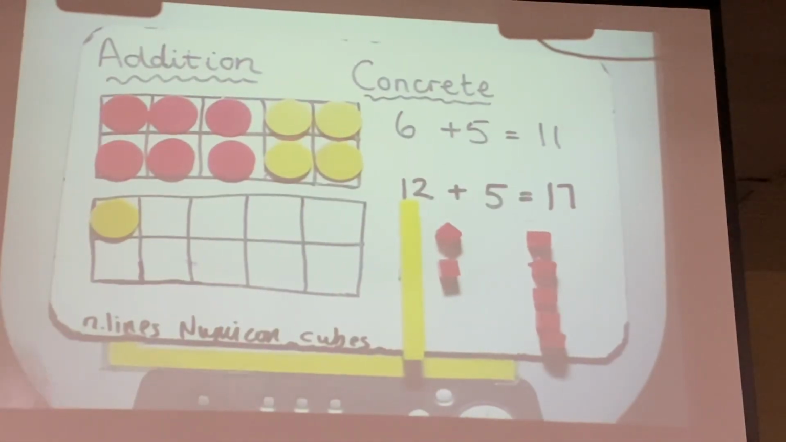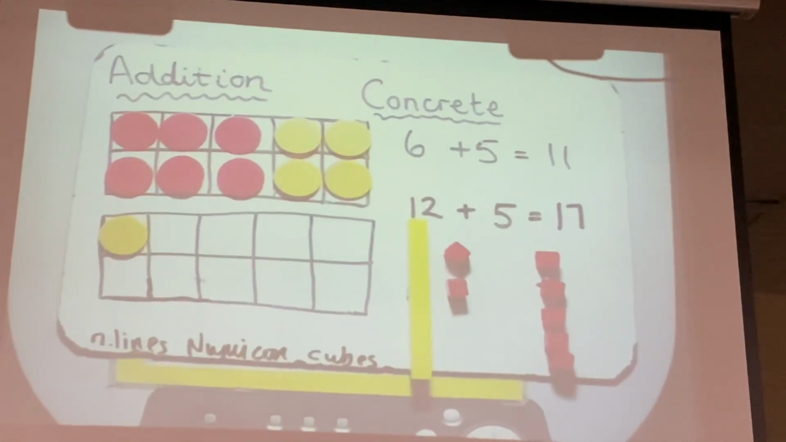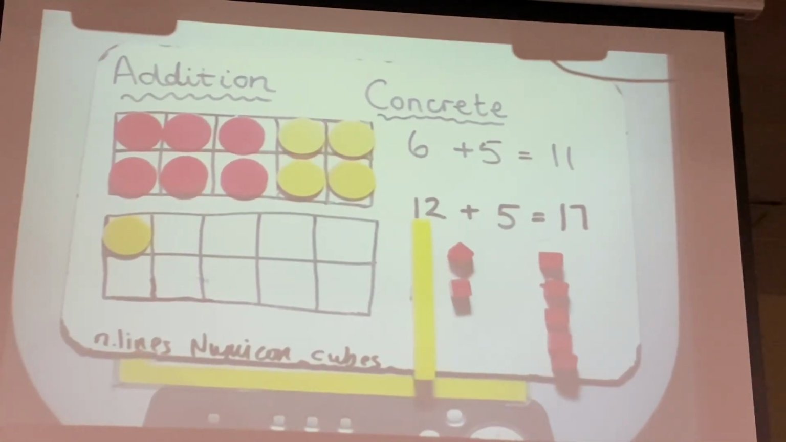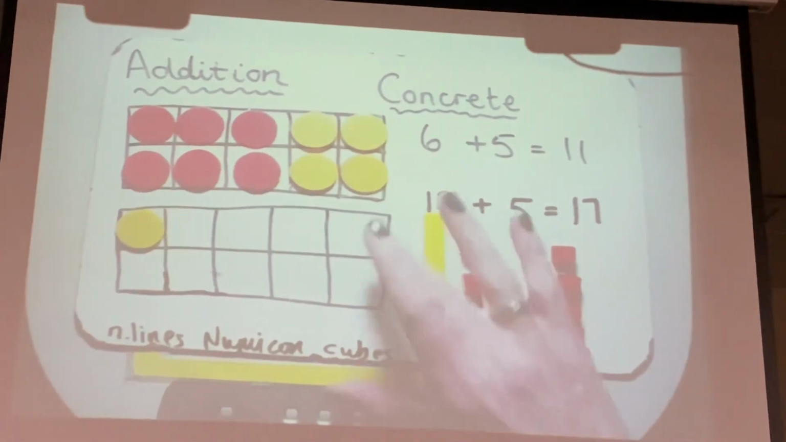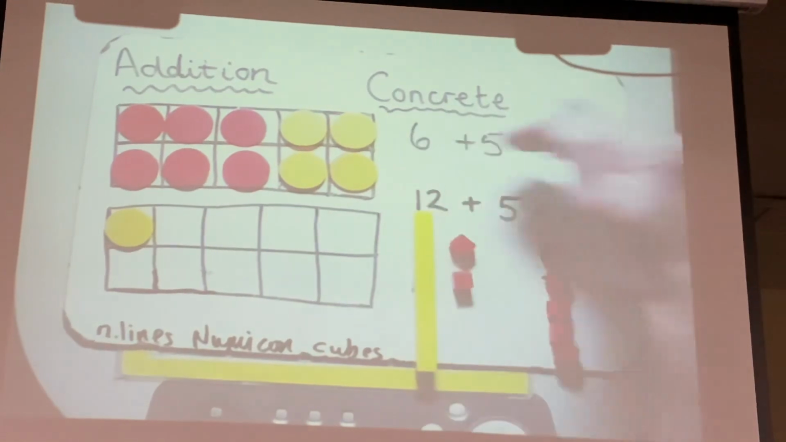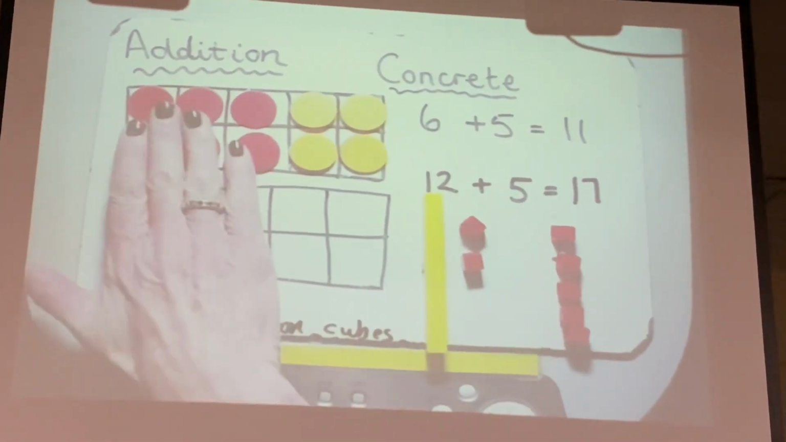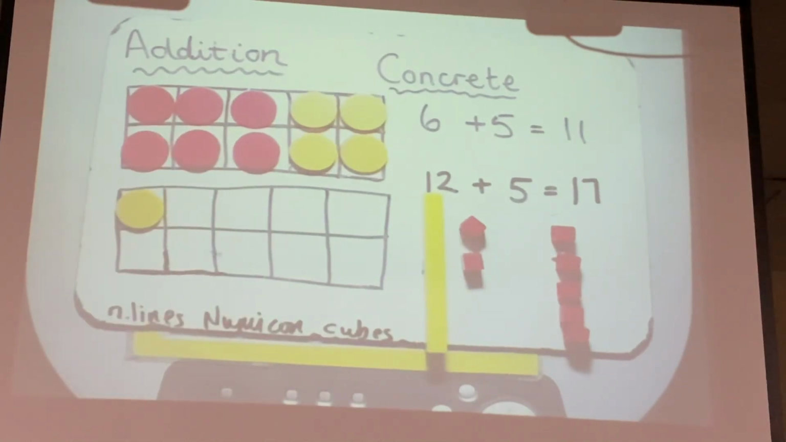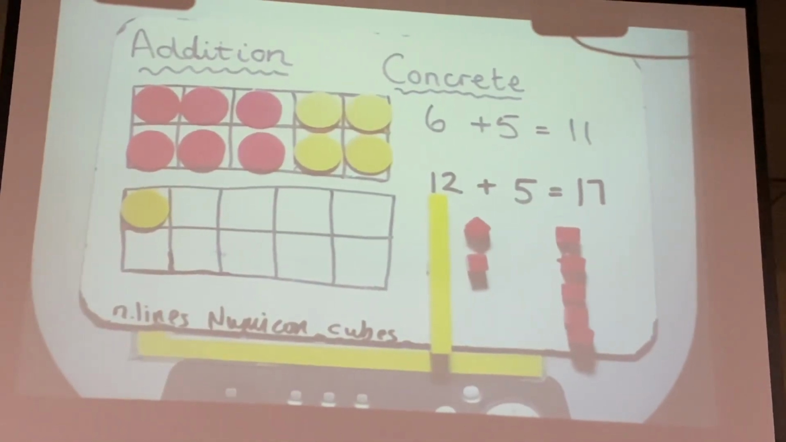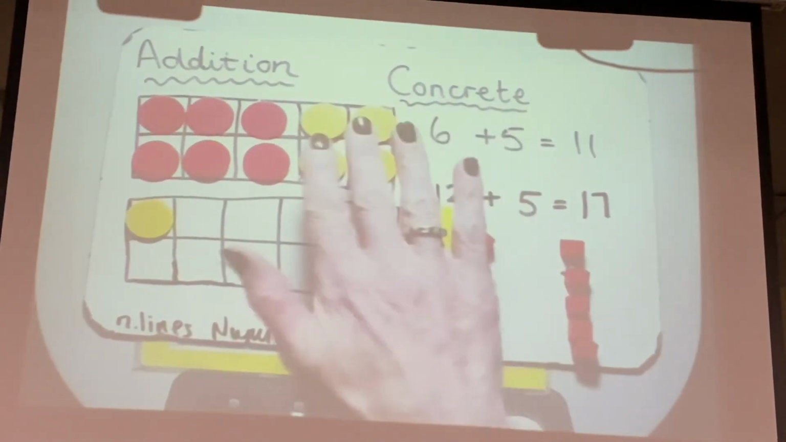In year 1, here we have again the 10s frame. Chris talked about the 5 frame and the 10 frame in reception, and so we would use it. I'll just give an example like this. So the number sentence would be 6 add 5 is what? So the children would put out the 6 counters, and the counters are double-sided, as in the colours. One side is yellow, one side is red, and then they would add on 5 more.